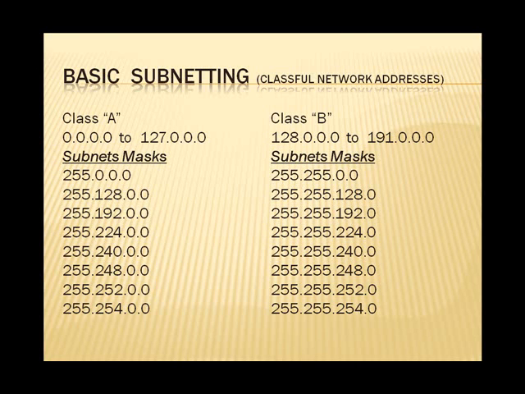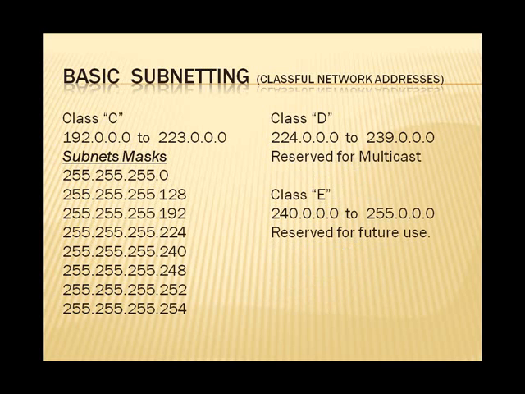A Class B address would be 128.0.0.0 through 191.0.0.0. Since you would be working in the second octet, that would also have a value in the subnet mask of 255, with an increment in the third octet. A Class C would range from 192 to 223, Class D 224 to 239. This class is reserved for multicast, and a Class E is reserved for future use and ranges from 240 to 255.